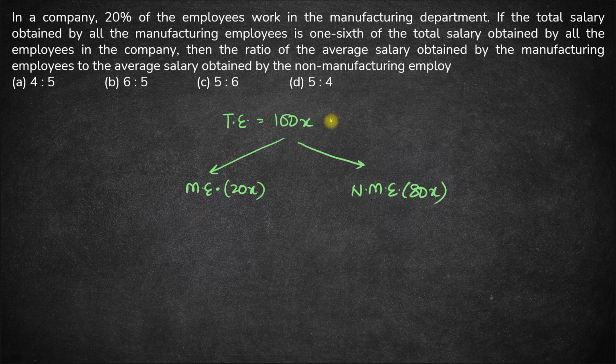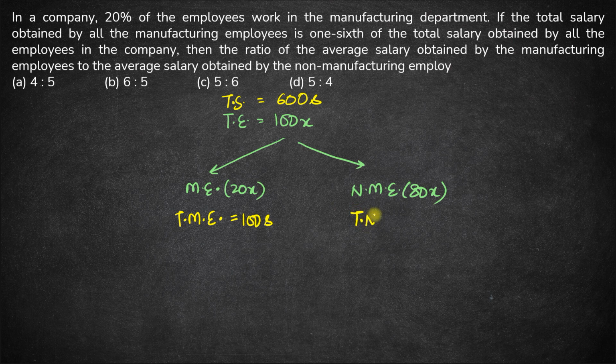Now the average salary of all the employees is, let's say, 6s. This is the average salary of all the employees. So the total salary obtained by manufacturing employees is 1/6. Sorry. So assuming that the total salary of all the employees is 600s, let's say this is the total salary. So the total salary of manufacturing employees is going to be 1/6 of the total salary of all the employees. So 1/6 of this is 100s. This is the total salary of manufacturing employees.